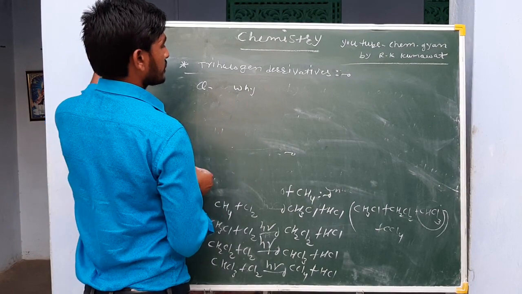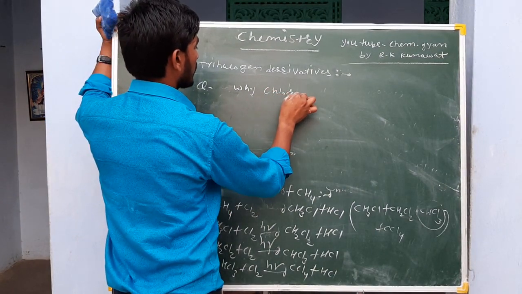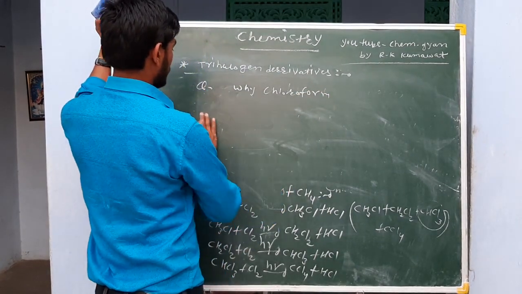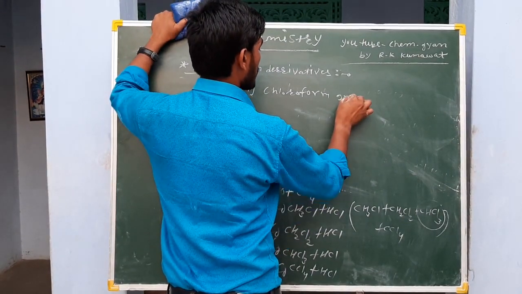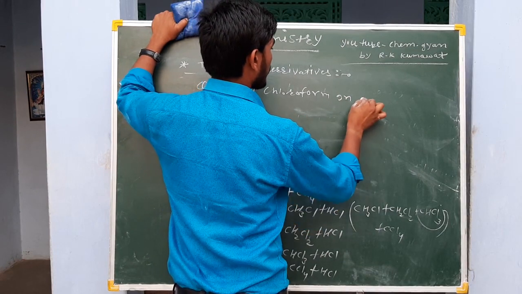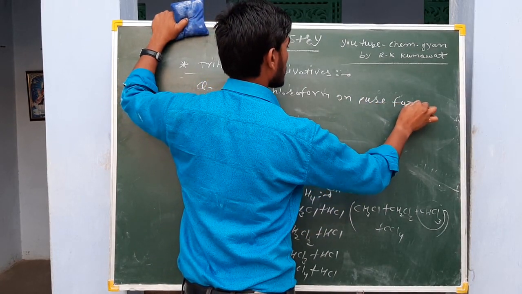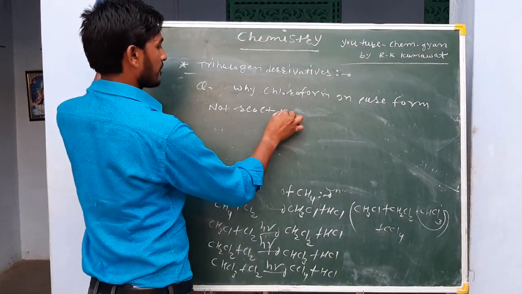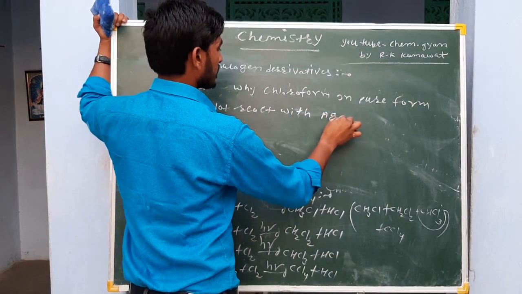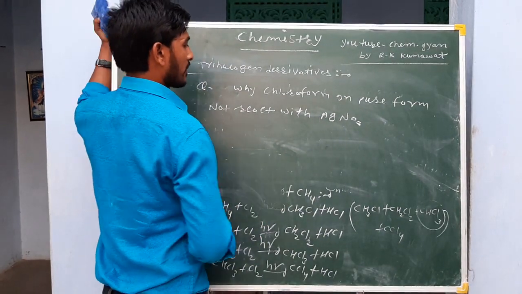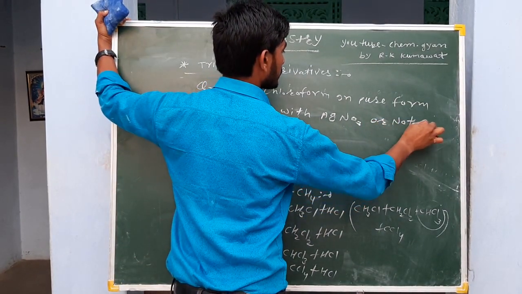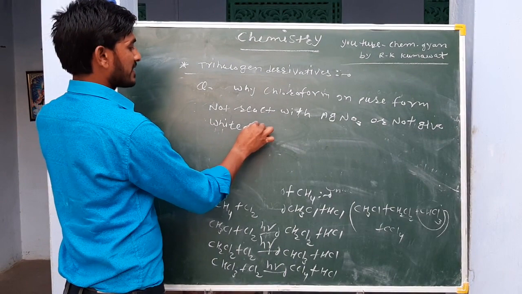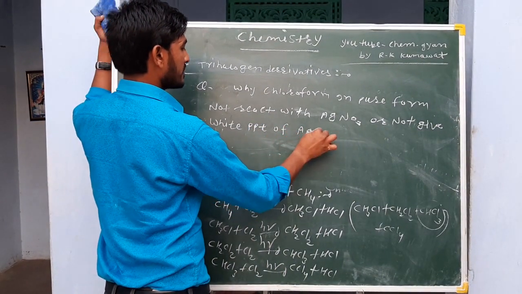Why chloroform in pure form does not react with AgNO3 or does not give white precipitate of AgCl.